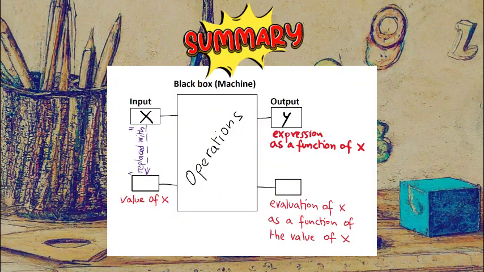In summary, a function can be represented as a machine or a black box replacing the input x with the value and processing it into the output y using one or more operations. Y can thus be expressed as a function of x.